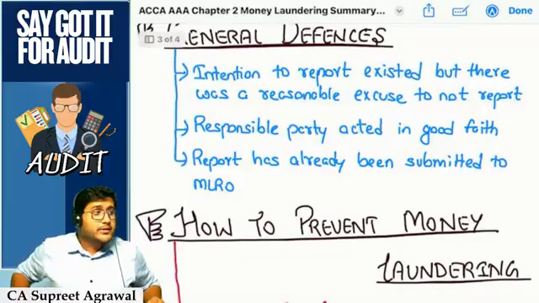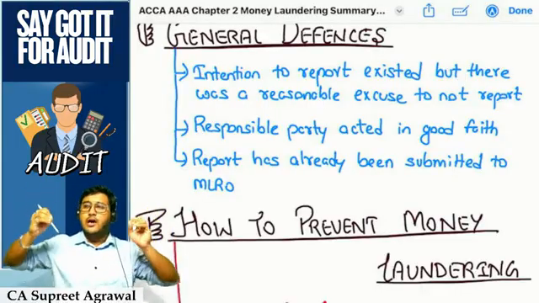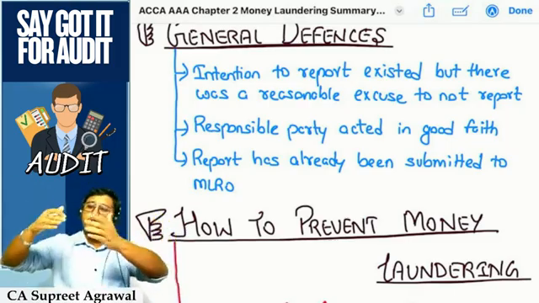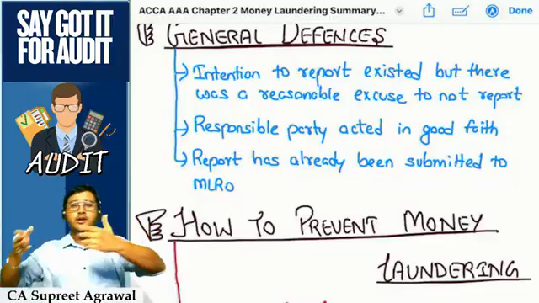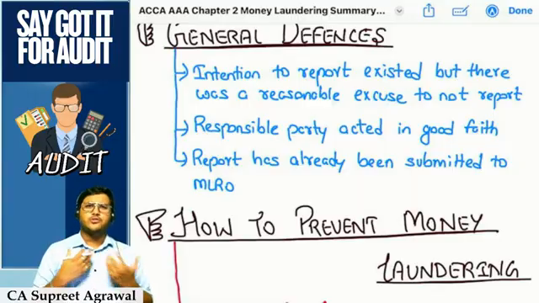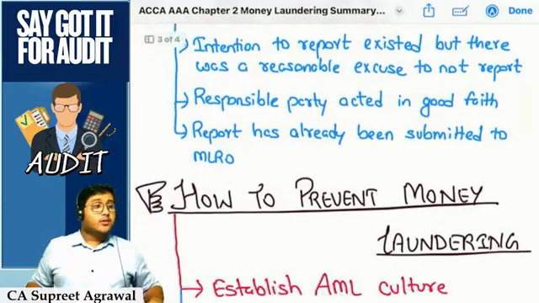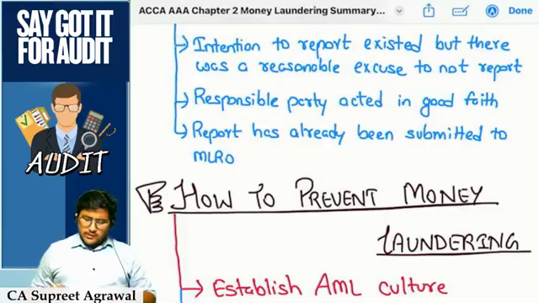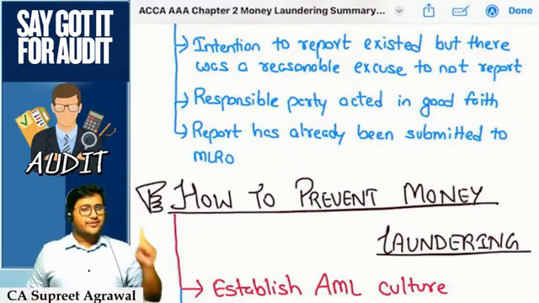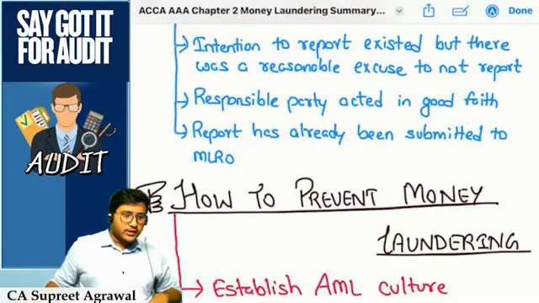Second, the responsible party acted in good faith. That is, they personally acted in good faith, without any malicious intentions, although the other party or the overall nature of the transaction eventually converted the transaction into a money laundering transaction. But this good-hearted person was dealing in good faith without any malicious intentions. Then, a report has already been submitted to the MLRO. Now, who is this MLRO? We discussed that there is a very important officer by the name of MLRO. We are going to discuss it at the end of the lecture.